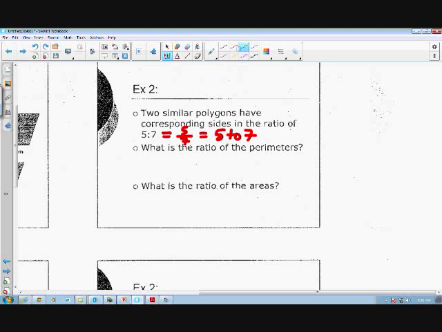Now, what is the ratio of the perimeters? Remember, perimeters and the similarity ratio are the same. Ding, ding, ding. They're the same. So if they tell you the similarity is 5 to 7, the perimeter ratio is 5 to 7. Easy peasy.